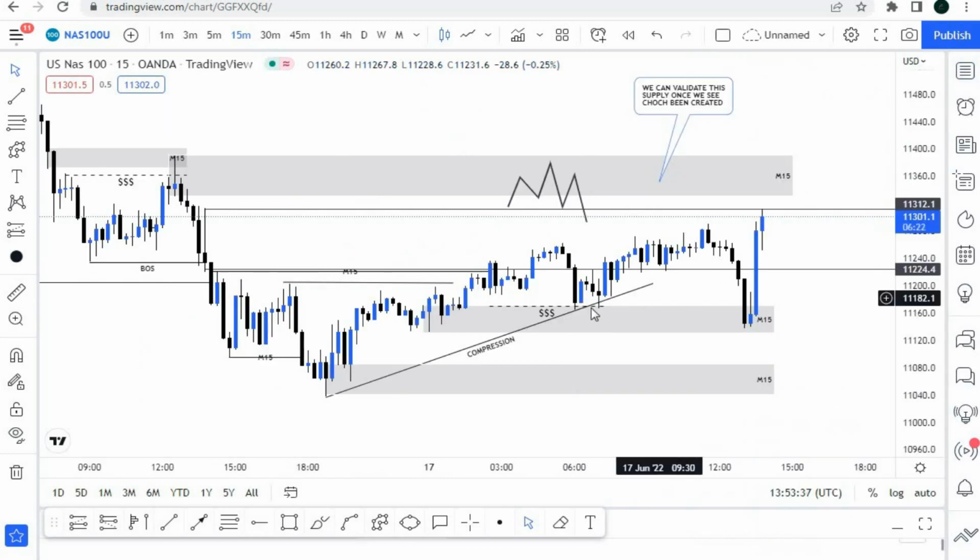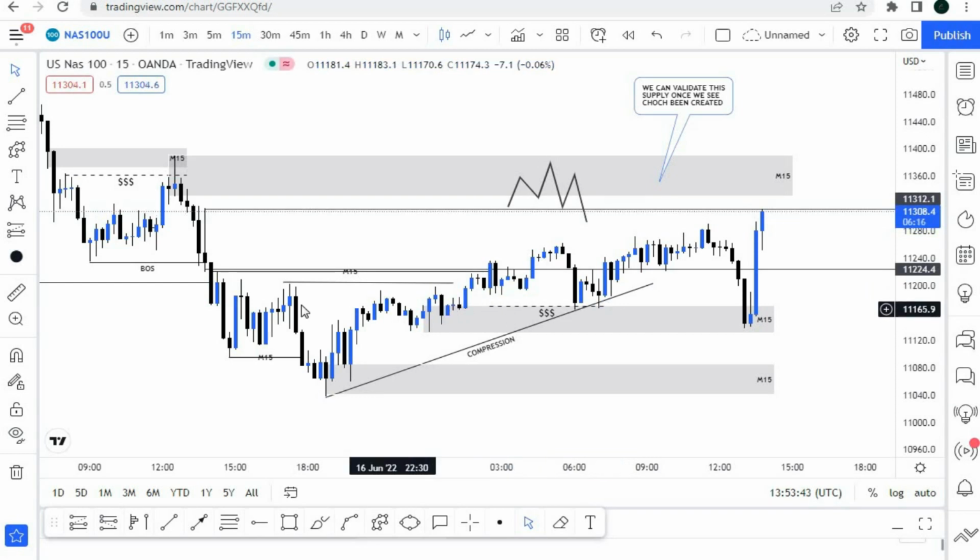We also took a buy in the morning around this zone area. We had a structure breaker right there, and then the price induced this zone area. So the price just came back to this zone, and then we took our buy around this zone area, and then the price went up.